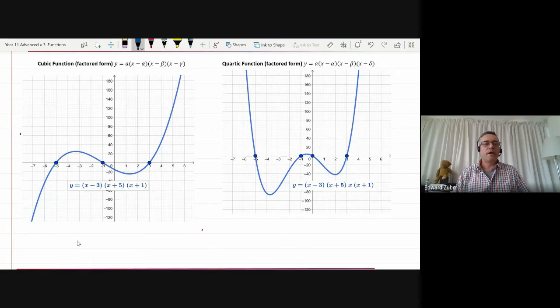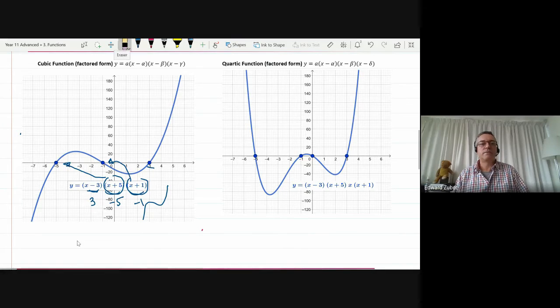Now that we know how cubic functions look, if I was to give you this expression, y equals x minus 3, x plus 5, x plus 1, we could draw the graph. We know the cubic shape is this, or an uppy, and this part will be 0 when x is 3, this part when x is minus 5, this when x is minus 1. So this bit here makes this root, the plus 5 makes that root, and the minus 3 makes that root.